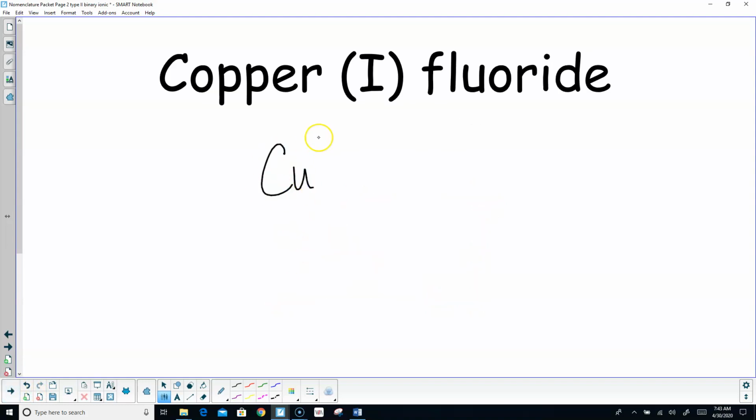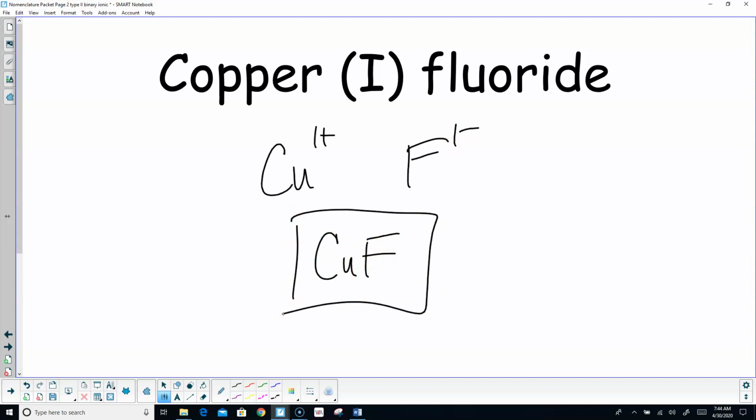Copper 1 fluoride. This tells me copper is 1 plus in this instance. Fluorine is always 1 minus. 1 plus and 1 minus, equal and opposite. They cancel. CuF.